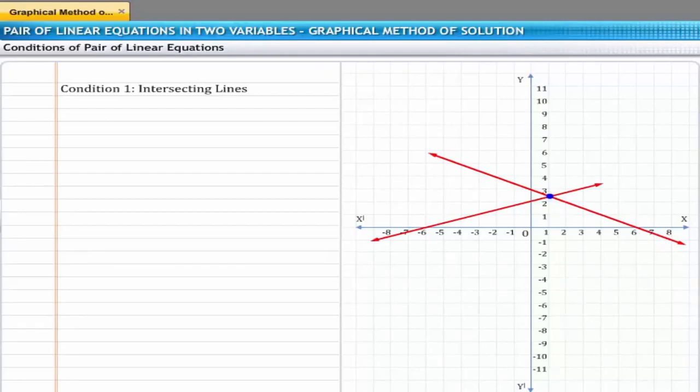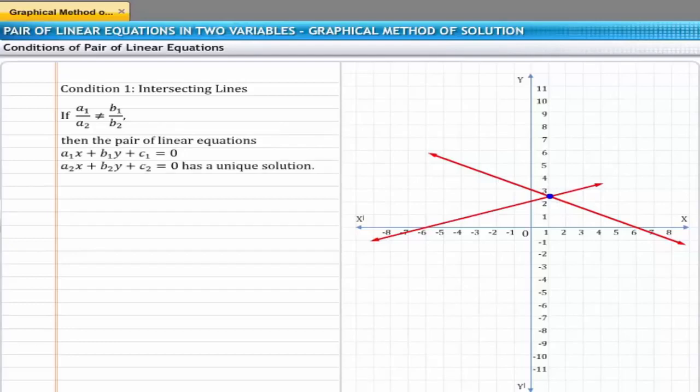This is possible only if a1 divided by a2 is not equal to b1 divided by b2. Then the pair of linear equations will have a unique solution. Consider the pair of linear equations given here. Here a1 is equal to 2, b1 is equal to 4, a2 is equal to 1, and b2 is equal to -3. On substituting these values in the condition, we get 2 upon 1 is not equal to 4 upon -3. Here the pair of linear equations will have a unique solution. This means that the lines representing these equations intersect only at one point.